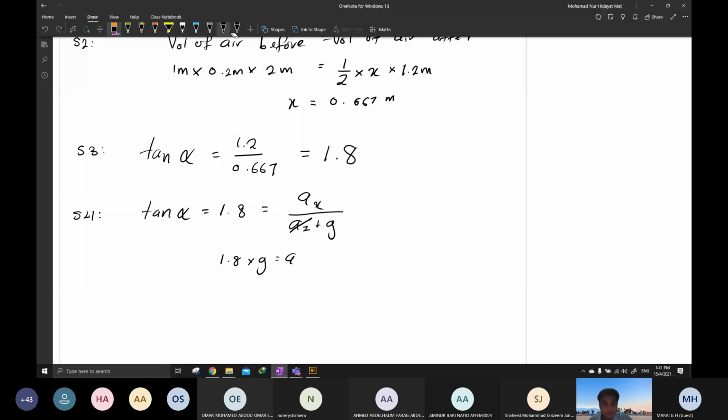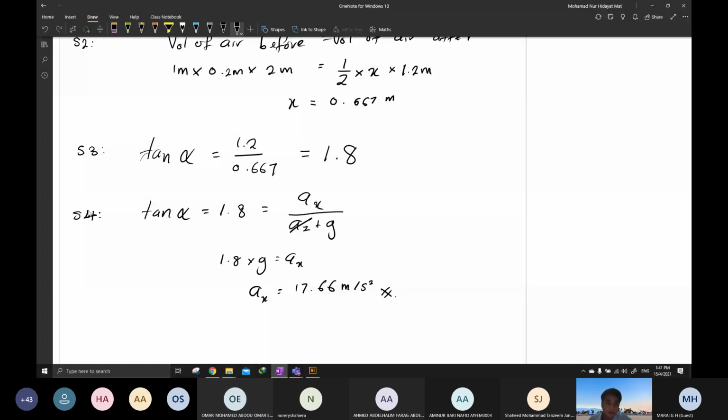Okay, what's the value? 17.66. 17.64. Yes, 17.66 meter per second squared. Okay, so far you guys understand until step number 4?